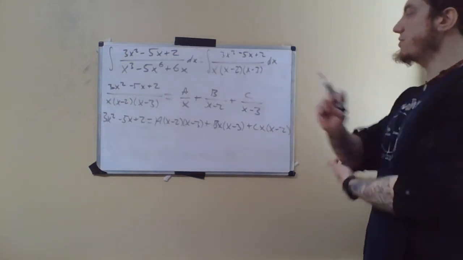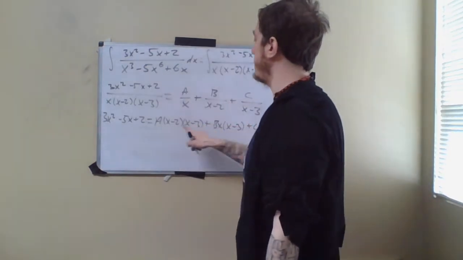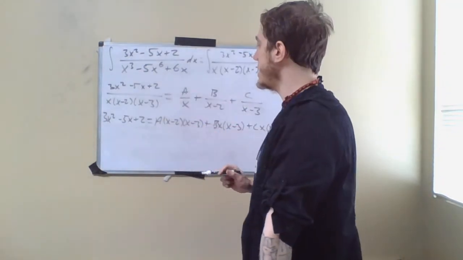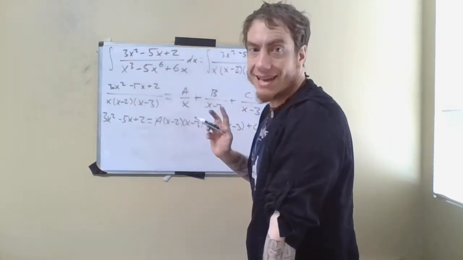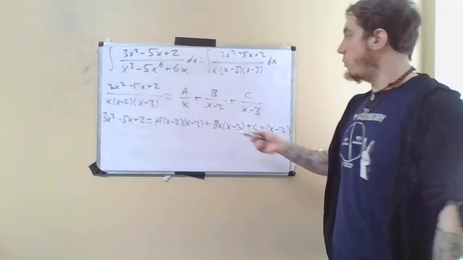So the easier thing to do is plug in some values here and see if we can choose values in a smart way that is going to help us to find what these values are.